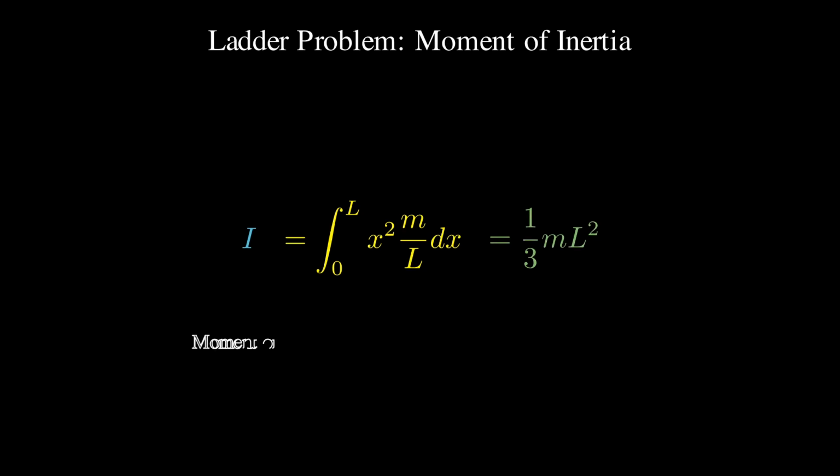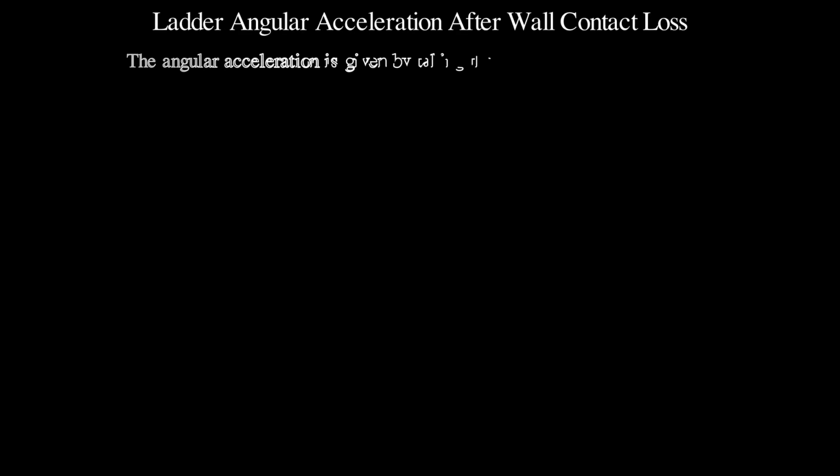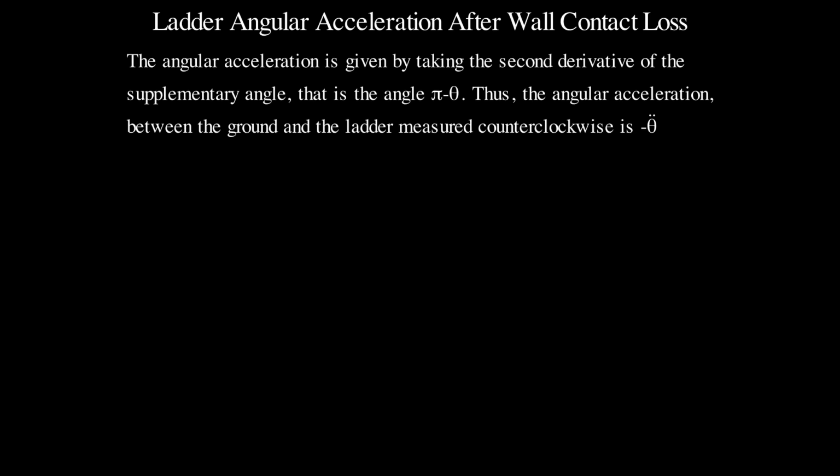Next up, we need to find the moment of inertia I of a uniform rod, an oversimplification representing a ladder with mass m and length L about its endpoint, which is equal to 1/3 mL squared. This is the moment of inertia of a uniform rod rotating about one end. The angular acceleration is given by taking the second derivative of a supplementary angle, that is, the angle pi minus theta.